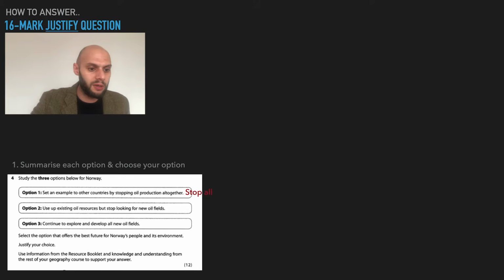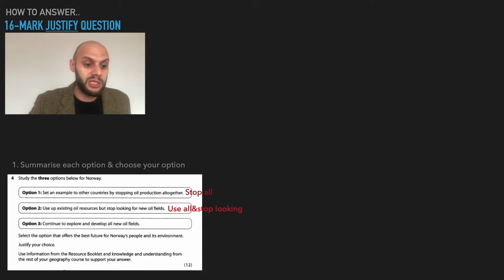For this one, option 1 says, set an example to other countries by stopping all oil production altogether. So I've just summarized it with "stop all". So I know that option 1 is talking about stopping all. Option 2, use up existing oil resources, but stop looking for new oil fields. So I'm going to summarize this with "use all" and then "stop looking". Use all, then stop looking.